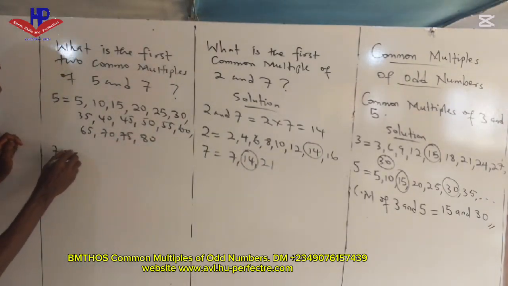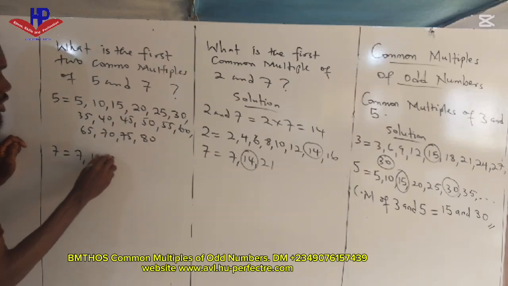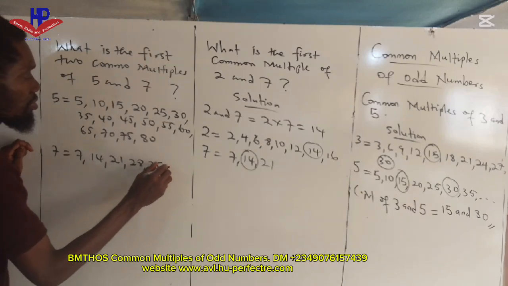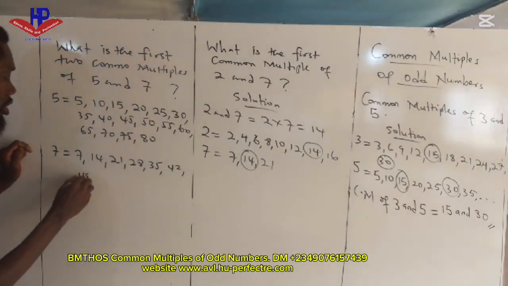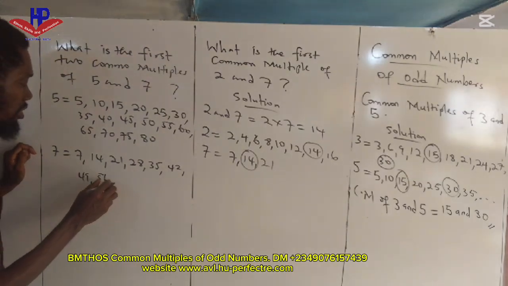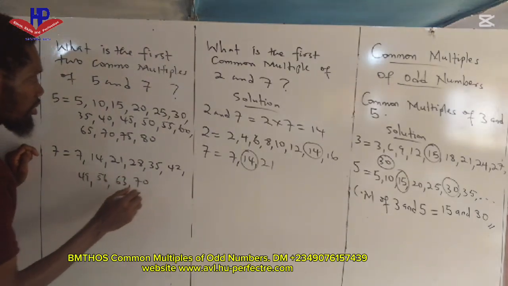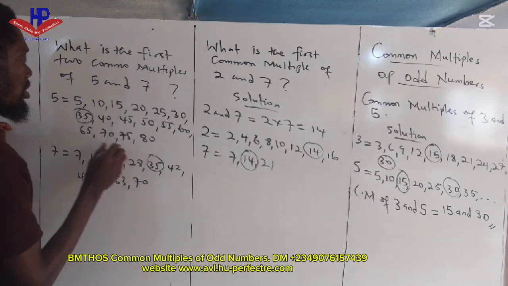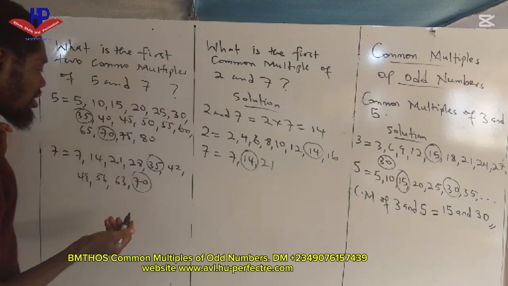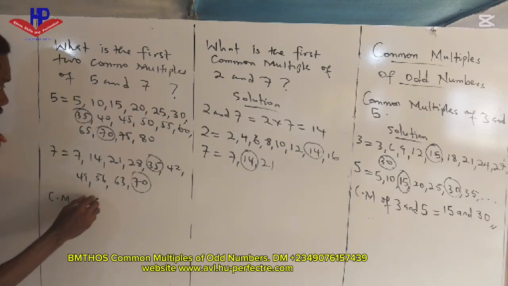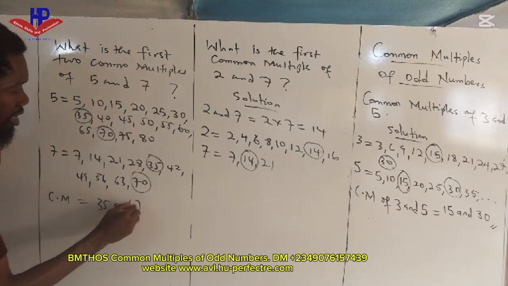For 7, we have 7, 14, 21, 28, 35, 42, 49, 56, 63, 70. Let's see. 35 is common. 70 is common. Can you see that? So the first 2 common multiples of 5 and 7 will be 35 and 70.